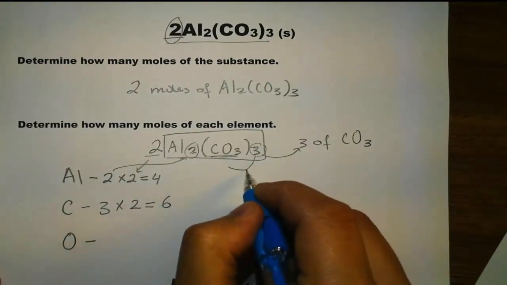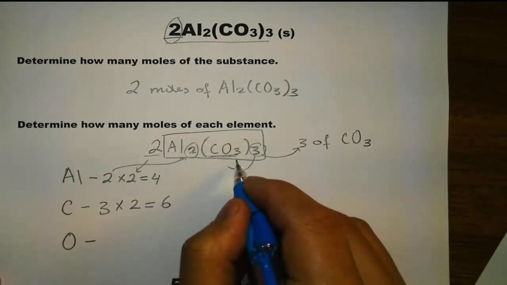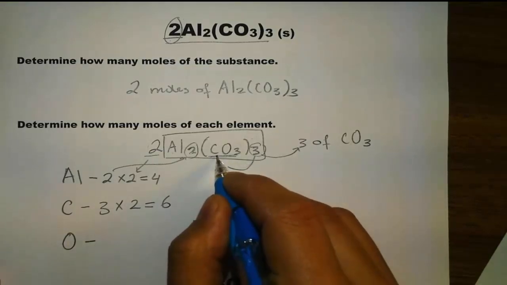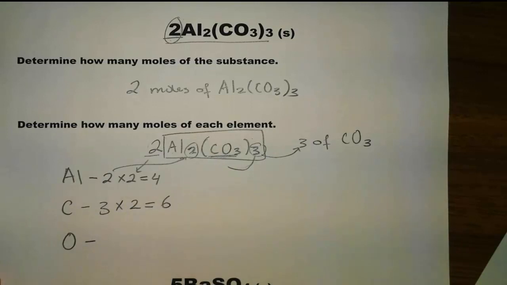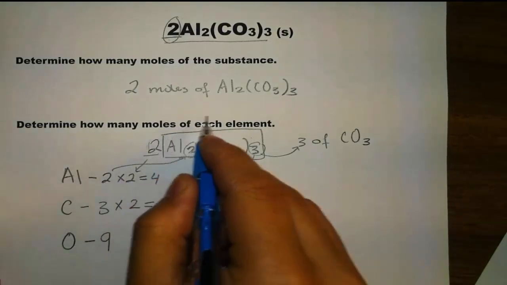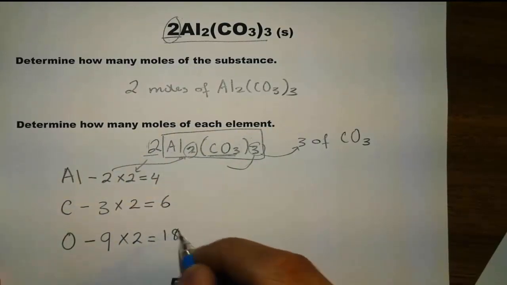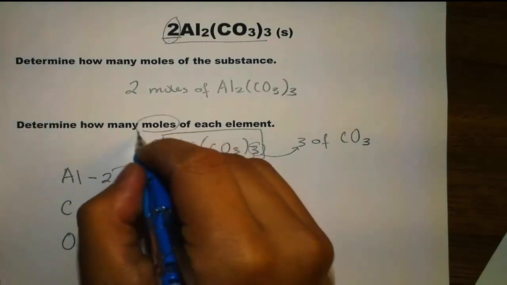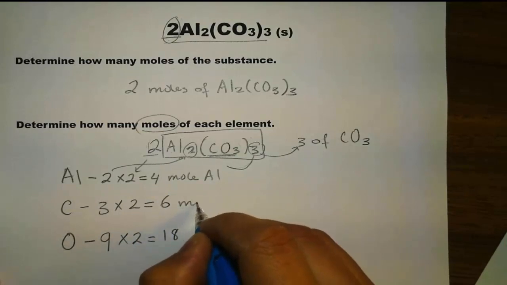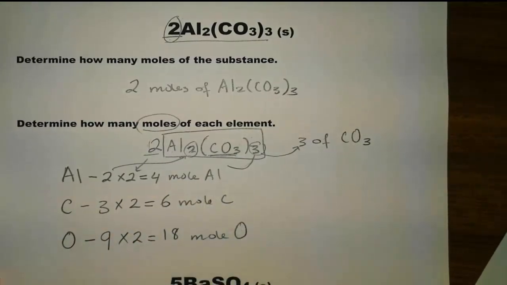Let's get to oxygen. Well, for oxygen, there are 3 of O3. What does that mean, 3 of 3? So that tells you there are 9 total, right? So we take 3 times 3, just like we take 3 times 1, if we're using the mathematical term. So therefore, we have 9 of oxygen, but there are 2 of the whole entire substance. So we multiply by 2, that gives us 18. And of course, we use the unit moles, okay? So 4 moles of Al, 6 moles of C, 18 moles of O, okay?